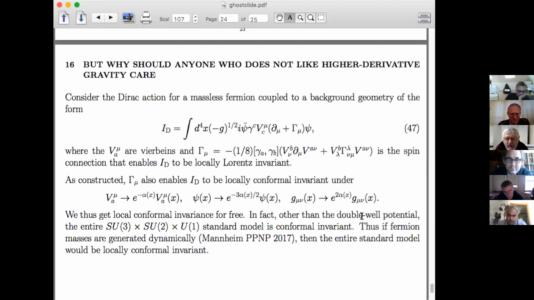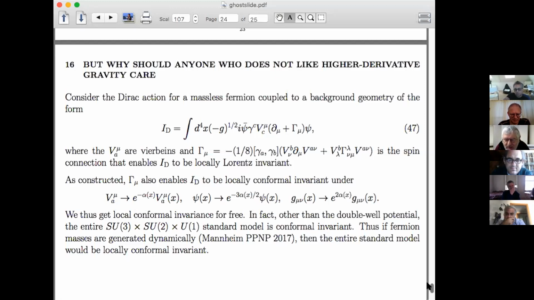Now, other than the double well potential, the entire 3x2x1 standard model is conformal invariant. It's got dimensionless coupling constants, a gauge theory. It's a conformal invariant theory at the level of the Lagrangian. What about the double well potential? Well, if you generate fermion masses dynamically, and I've discussed in this paper in 2017 how to make the Nambu-Jona-Lasinio model, which is the paradigm for dynamical mass generation, renormalizable through anomalous dimensions, then the entire standard model is locally conformal invariant.